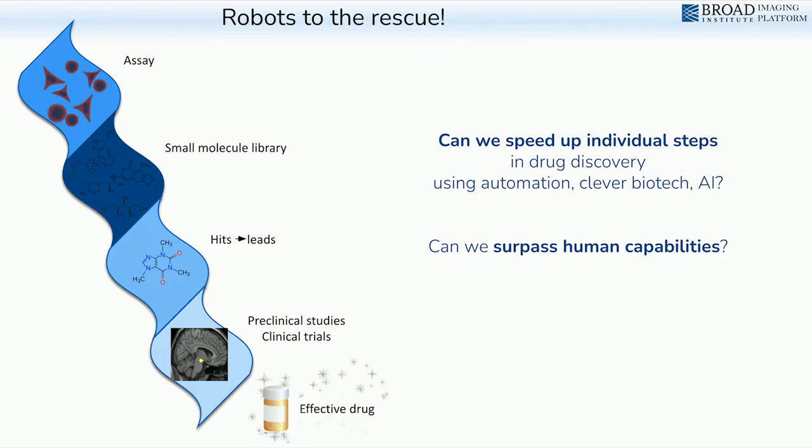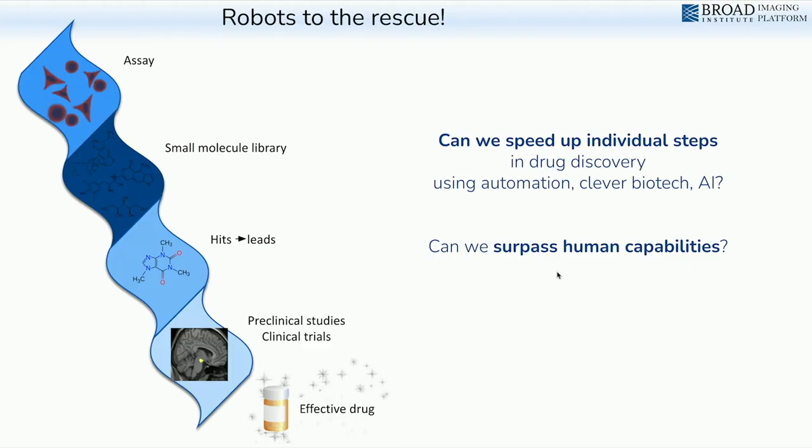There's also clever biotech like pooled genetic screening, which we'll talk about today, which make the data production side much better. And we heard some great examples, for example, from Tahoe yesterday. But AI as well. Can all of these new technologies help us speed up these individual steps in drug discovery, doing things that humans could do, but just faster and maybe a little bit better?